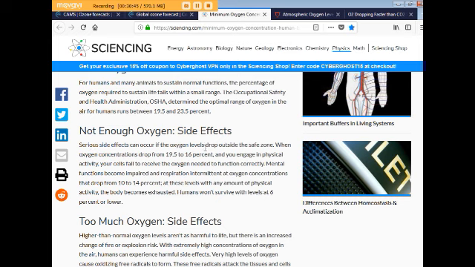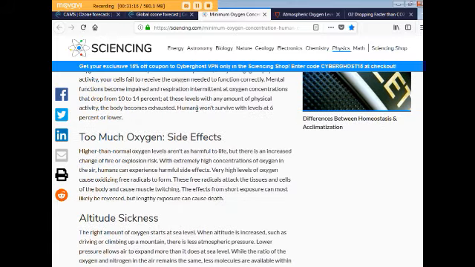Serious side effects can occur if the oxygen levels drop outside the safe zone. When oxygen concentrations drop from 19.5 to 16% and you engage in physical activity, your cells fail to receive the oxygen needed to function correctly. Mental functions become impaired and respiration intermittent at oxygen concentrations that drop from 10 to 14%. At these levels, with any amount of physical activity, the body becomes exhausted. Humans won't survive with levels at 6% or lower.